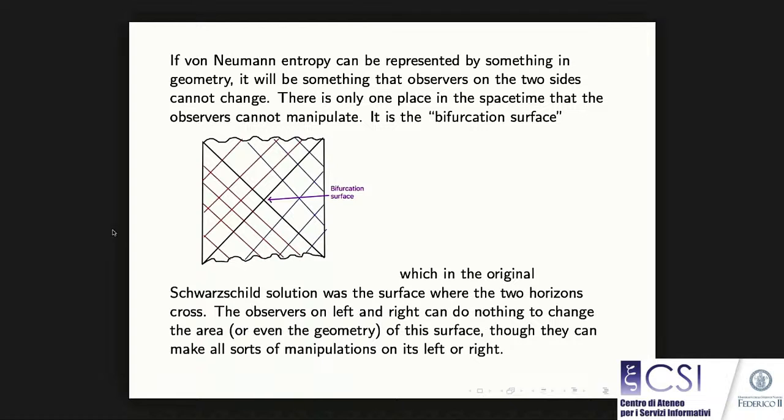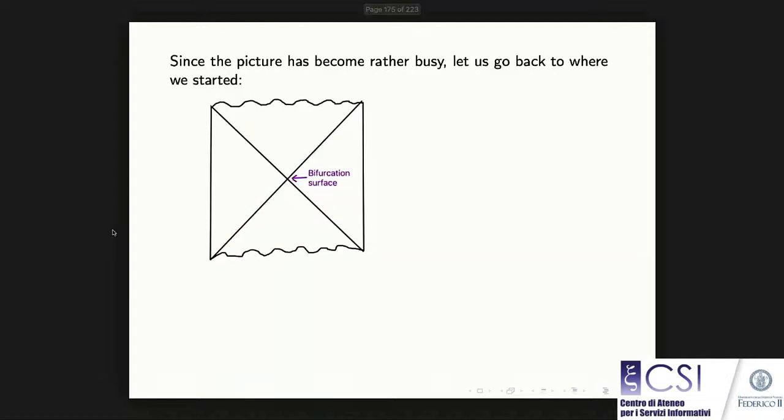The observers on left and right can do nothing to change the geometry of the surface, but they can do everything else. They can make all kinds of manipulations on its left and right. Now the picture became rather busy. So let's go back to where we started. This was the original picture, and what's called the bifurcation surface is where the two horizons meet. And for Bekenstein-Hawking entropy of the original spacetime, or the original thermal state, the area of that surface or any other surface labeled by any other point on either horizon would be equally good representation of the Bekenstein-Hawking entropy.